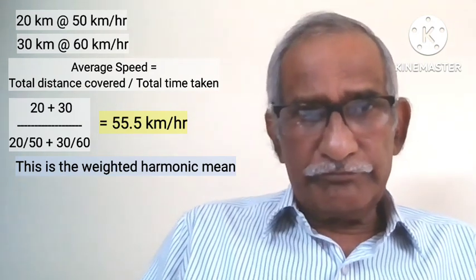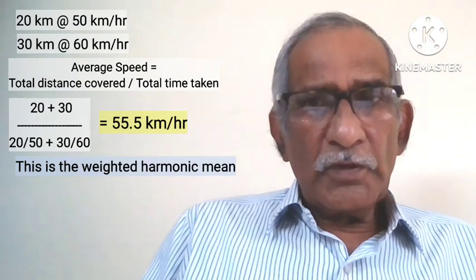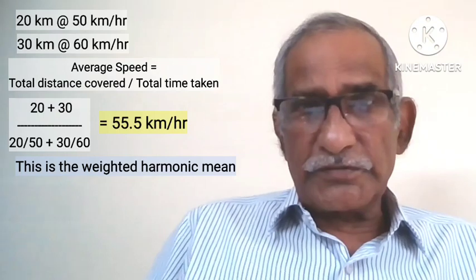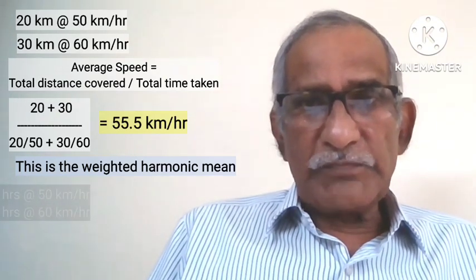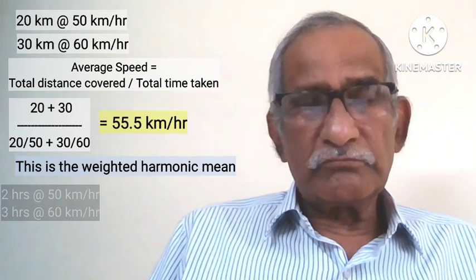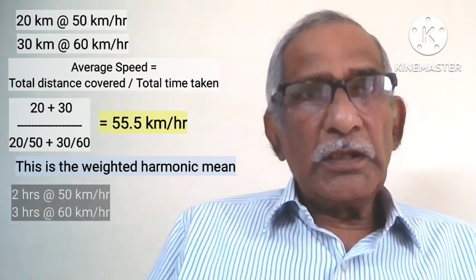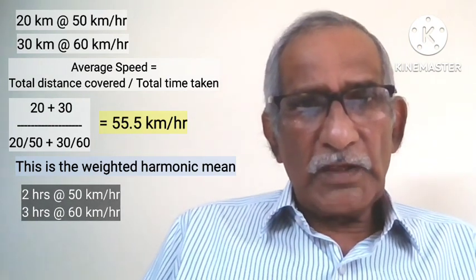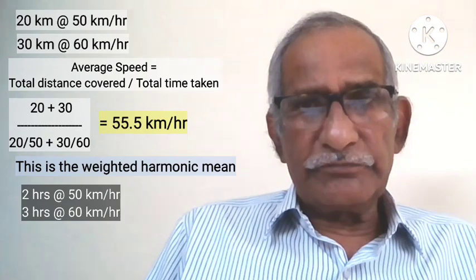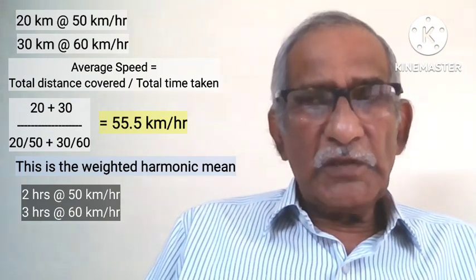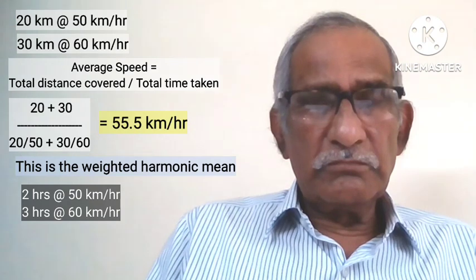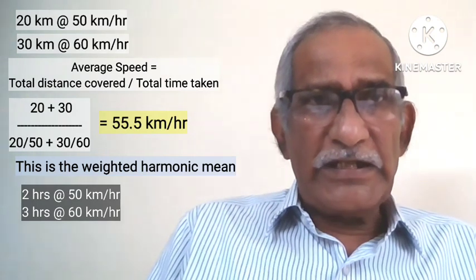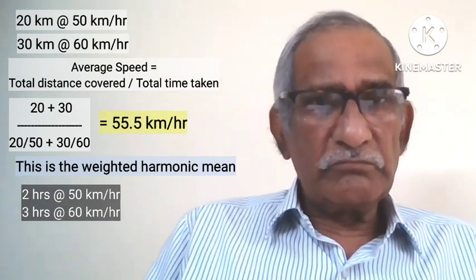Now let us change our problem. Now if you drive a car for 2 hours at the speed of 50 kilometer per hour, and the next 3 hours at the speed of 60 kilometer per hour, then using the same formula means total distance covered divided by total time taken.